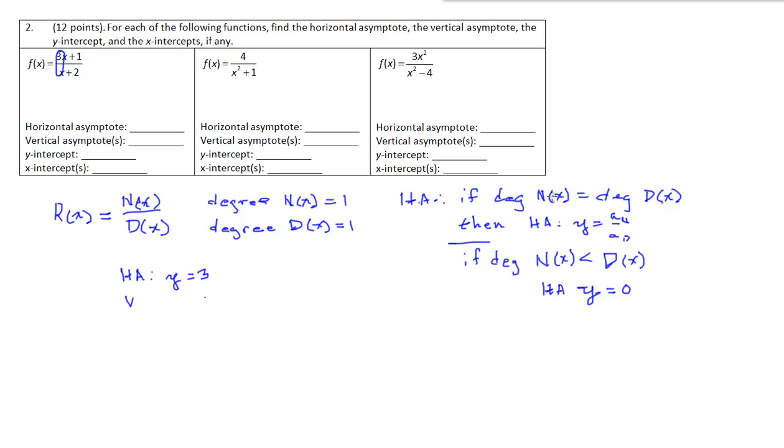Of course, the numerator degree can be larger than the degree of the denominator, but then we don't have a horizontal asymptote at all. We have either a slant asymptote or something much more complicated. So these are the only two rules you're responsible for horizontal asymptotes. Now, vertical asymptotes. To find vertical asymptotes, you set the denominator equal to 0 and solve for x.